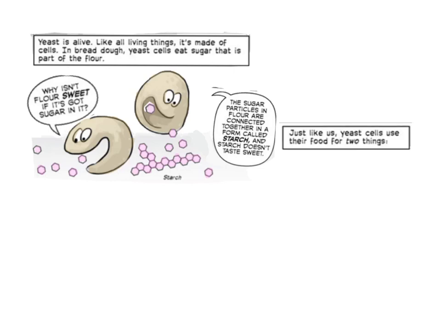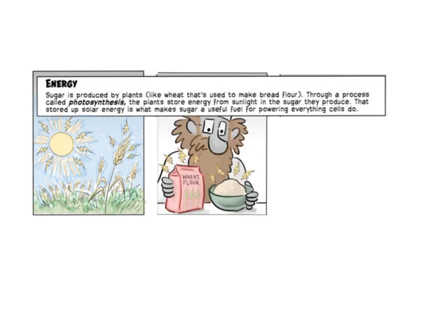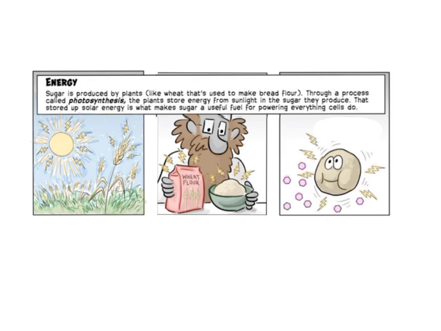Just like us, yeast cells use their food for two things: energy and building materials. Energy. Sugar is produced by plants, like wheat that's used to make bread flour. Through a process called photosynthesis, the plants store energy from sunlight in the sugar they produce. That stored up solar energy is what makes sugar a useful fuel for powering everything cells do.